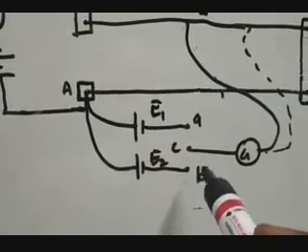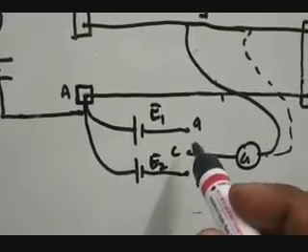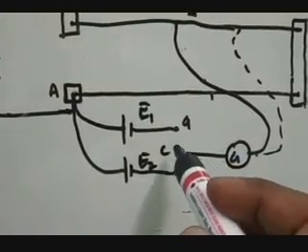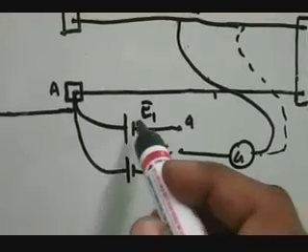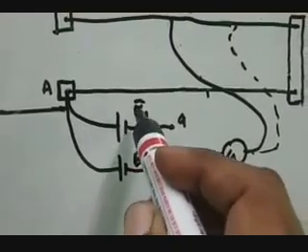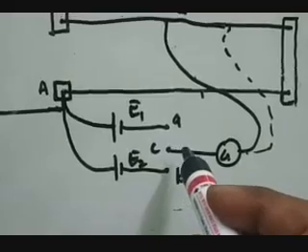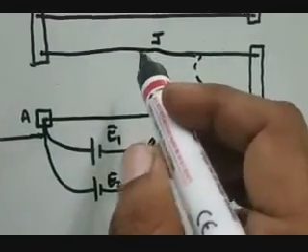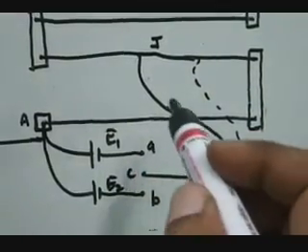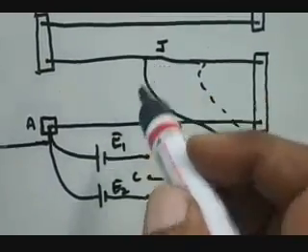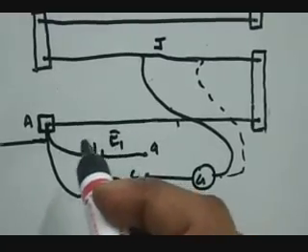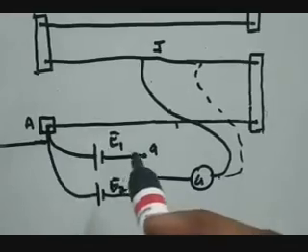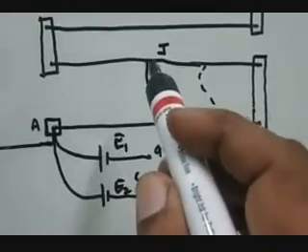So when the plug is inserted in the gap between A and C, then this cell of EMF E1 will be in the circuit. And suppose it is balanced when no deflection position comes at J. In that case, E1 will be equal to the potential drop between the length between the points A and J.